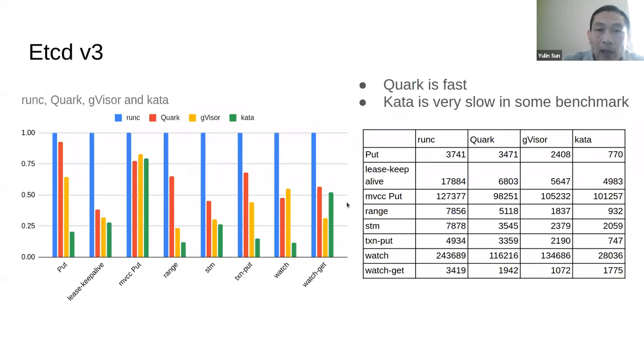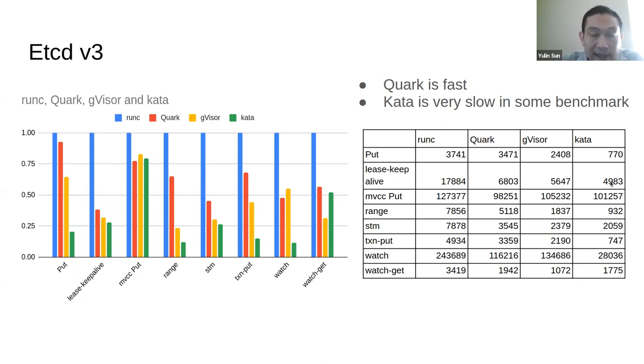Yeah. We also did some performance throughput comparison with some industry benchmarks. First one is etcd, and the number is QPS. For runC, for the put operation, the QPS is 3,700, and Quark is slightly smaller than it. For gVisor, it's still good, but for Kata in this benchmark is the slowest.